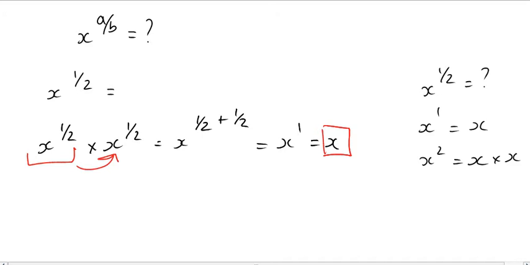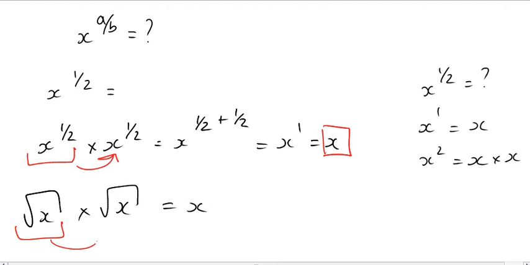But if we think about it, we know that the square root of x times the square root of x is equal to x. So we again have here that original something that we multiply by itself, and we get x. Well, I think that tells us that x to the power of 1/2 is equal to the square root of x. Let's choose, for example, x to the power of 1/3.